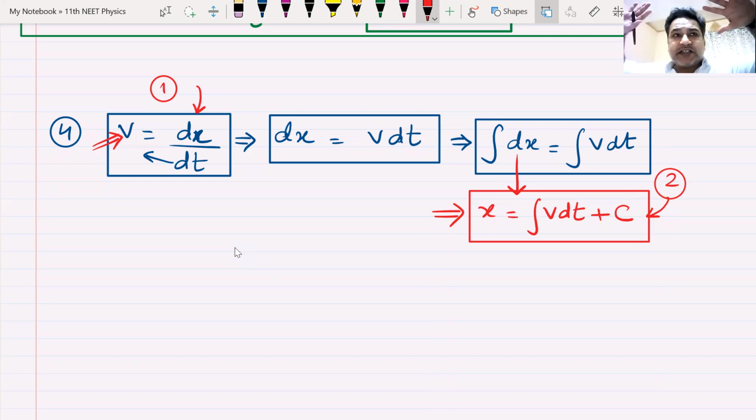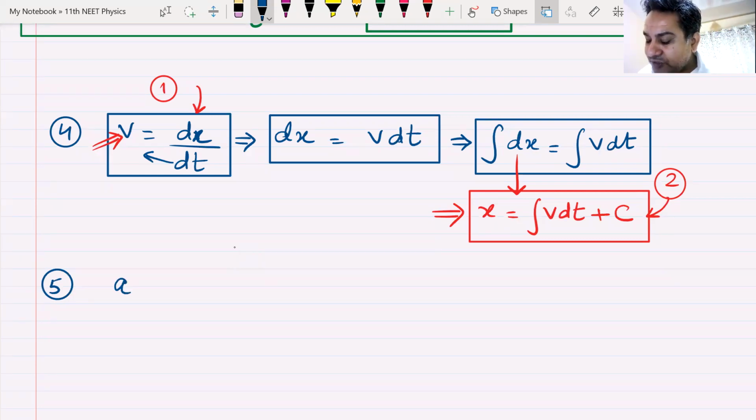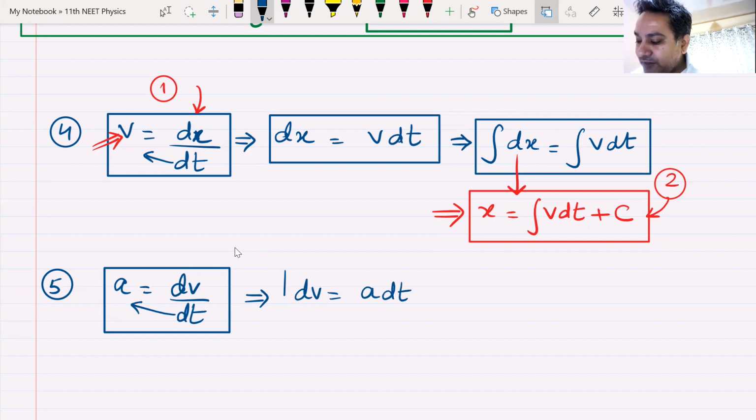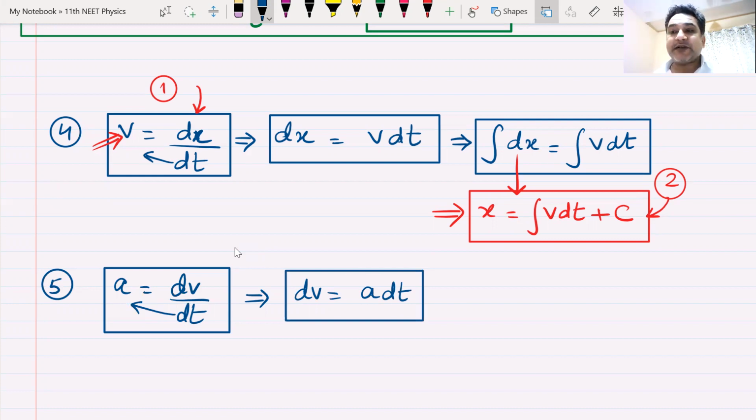Can I have some raised hand that we understand this, sir? Okay. Now let us write in a similar way. Let us write the fifth equation. The fifth equation was acceleration is dv by dt. How will I write it in a different way? I'll take dt this side. Step number 1. So my dv becomes a dt. I've taken it on the other side and multiplied.